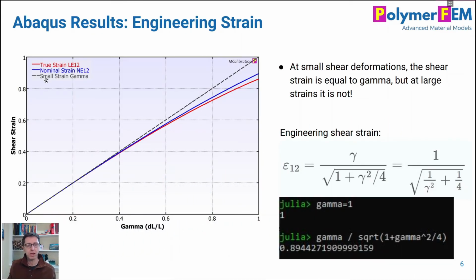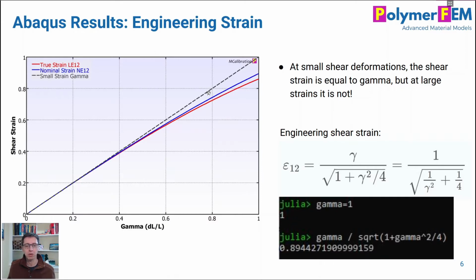So here is a graph that I created. On the x-axis, it's gamma, it's delta L over L, and the y-axis, some kind of shear strain measure, that is. The true strain, LE12, is the red one. The nominal strain, NE12, is blue, and the dashed line here is just gamma is gamma, so assuming that gamma is a strain measure. And we'll see that at really small strains, at small gamma values, indeed the engineering strain, the true strain, and gamma all are very similar. And that's why people are used to this. But at finite strains, if you have strains that are relatively large in shear, these three measures are not the same, and you shouldn't think they are the same.